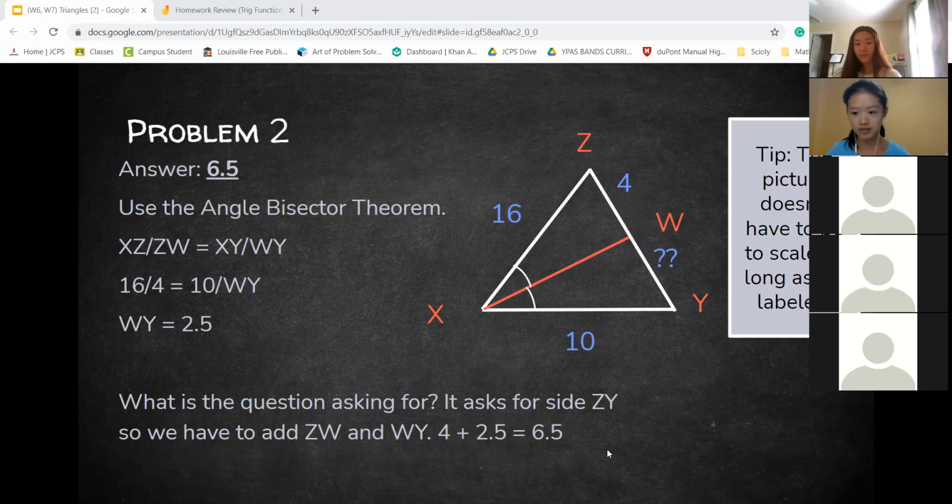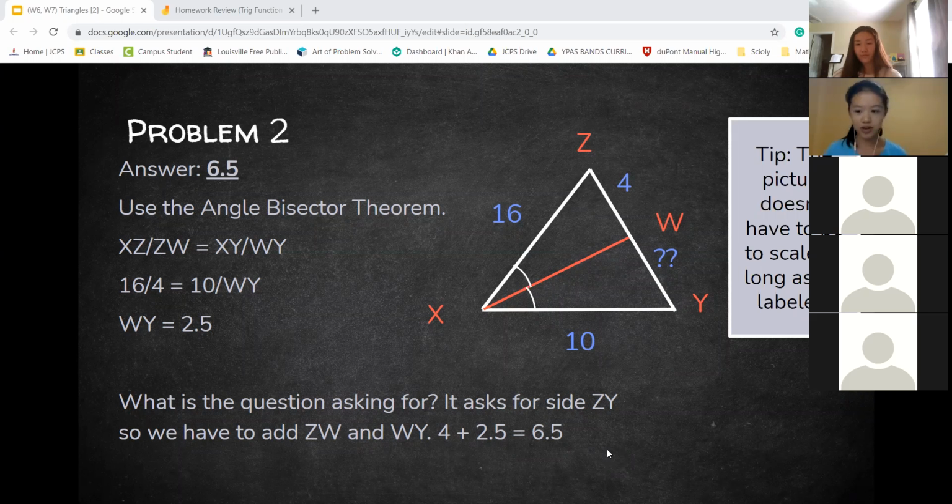Did anyone have trouble drawing a picture? Sometimes in geometry, it is kind of hard to draw a picture. Yeah, some of you did. Sometimes it's hard because you make one side too long or too short, and then it doesn't look to scale, or you don't know where to label things. So I just made an isosceles triangle and started labeling.